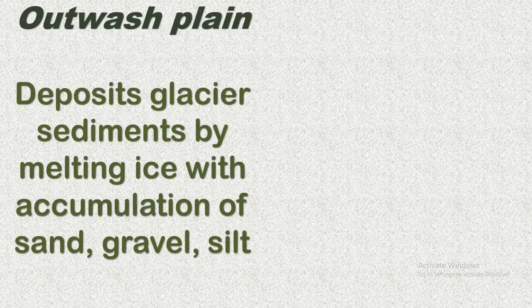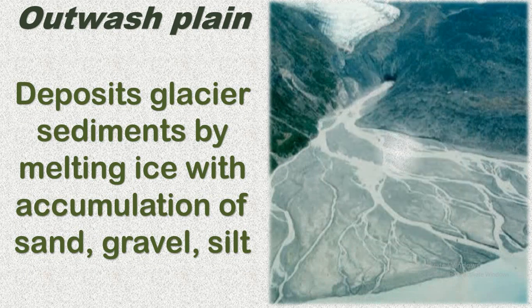Outwash plain. It is deposited by glacier sediments from melting ice, with accumulation of sand, gravel, and silt. So this is how it gets outwashed through the plain.